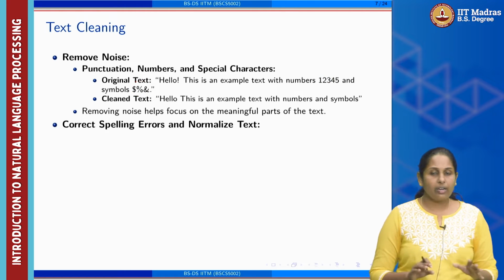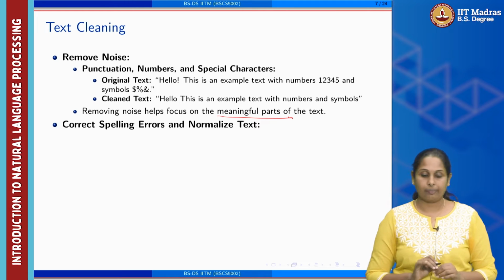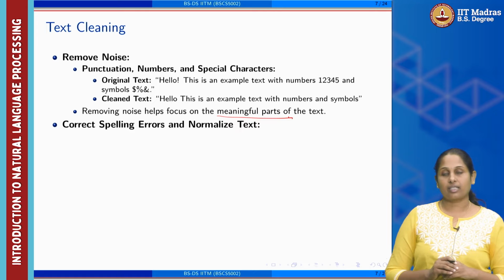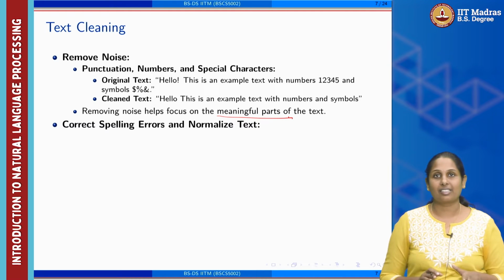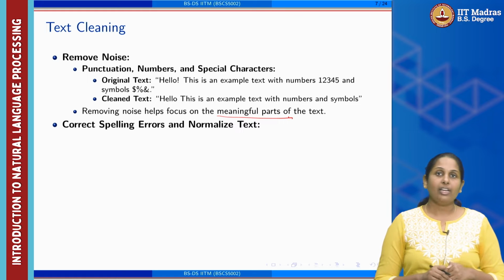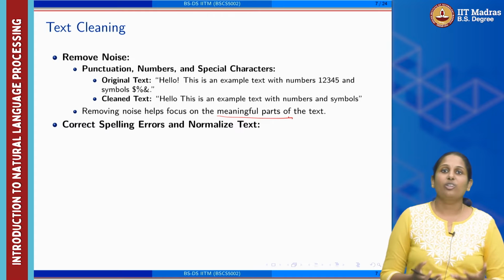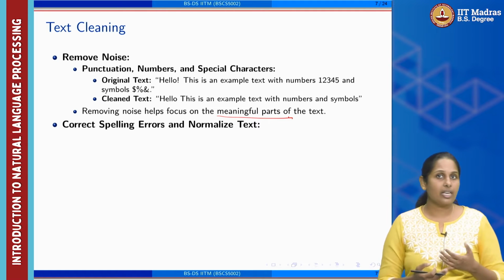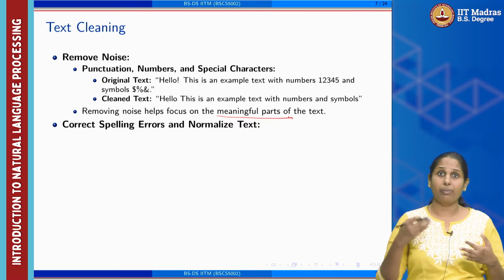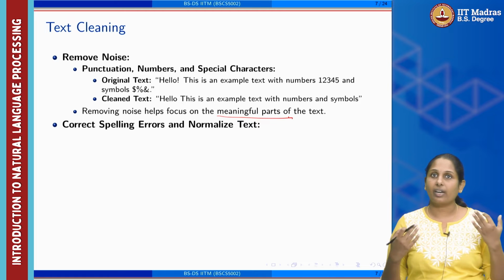Okay, remove that, of course, it helps us in focusing on only the meaningful part of the text. Okay, and the second text cleaning that we need to rely on is correcting spelling errors and normalizing the text, right? When the text that we crawl from different sources is written by actual humans, we all tend to make mistakes when we write. So, there may be spelling mistakes, there may be grammatical mistakes, there may be coherence issues, right?